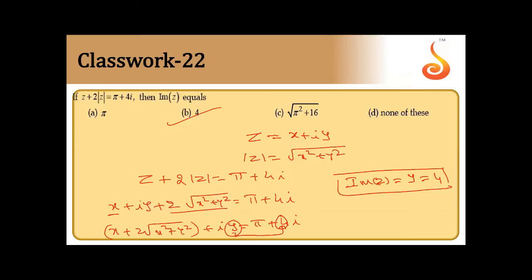So they are asking for the imaginary part of z. For z, the imaginary part is y. In the given question also, the imaginary part is y. Y equals 4. So the imaginary part of z is y, and comparing real and imaginary parts, the y value is 4.